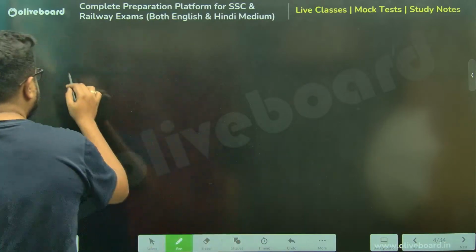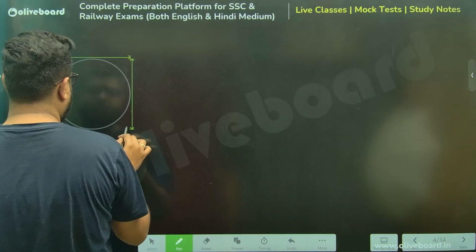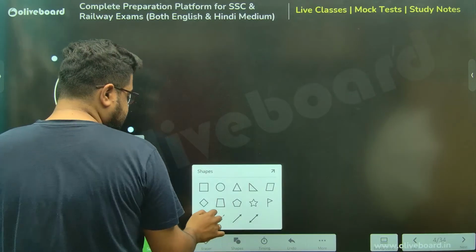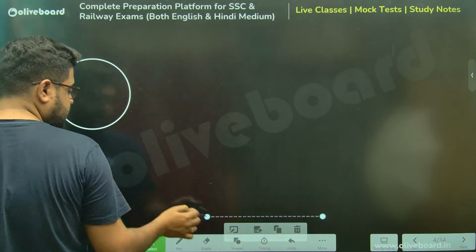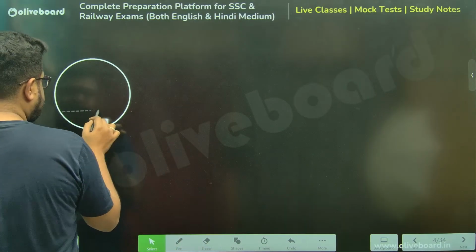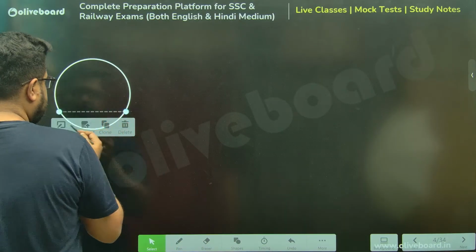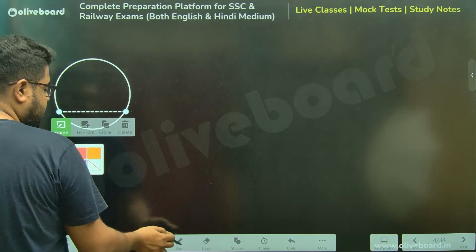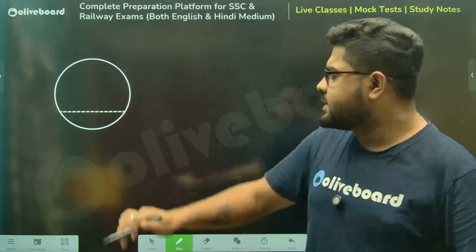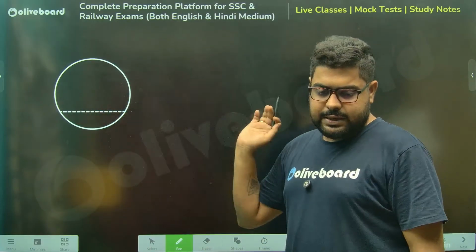Very simple. Let's say there is a circle like this. And this is a chord of a circle. Chord means a line that intersects the circle in 2 points. Secant starts from outside, chord is inside.